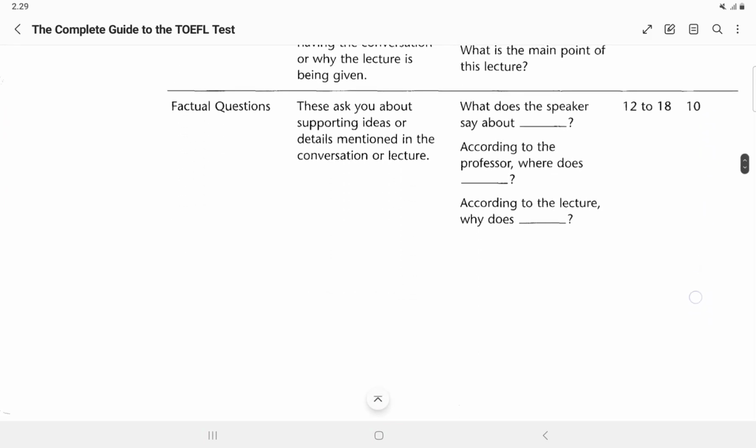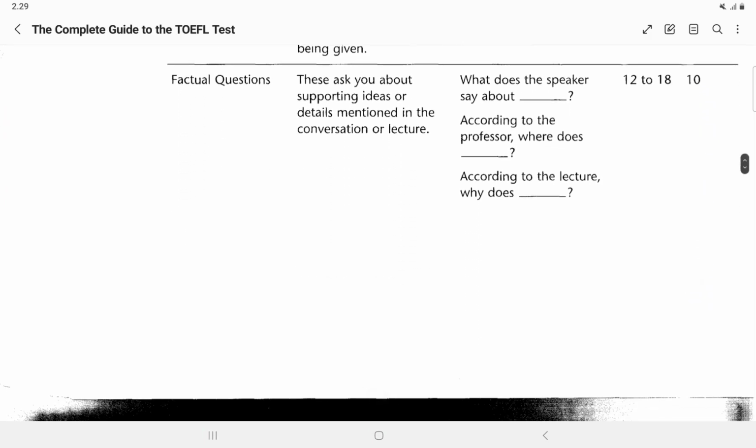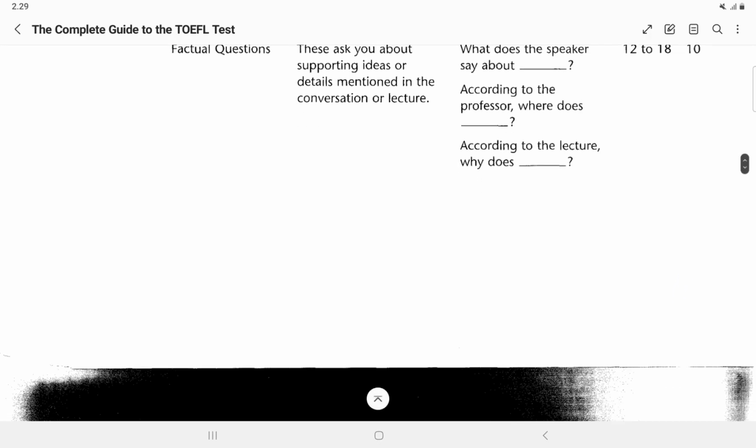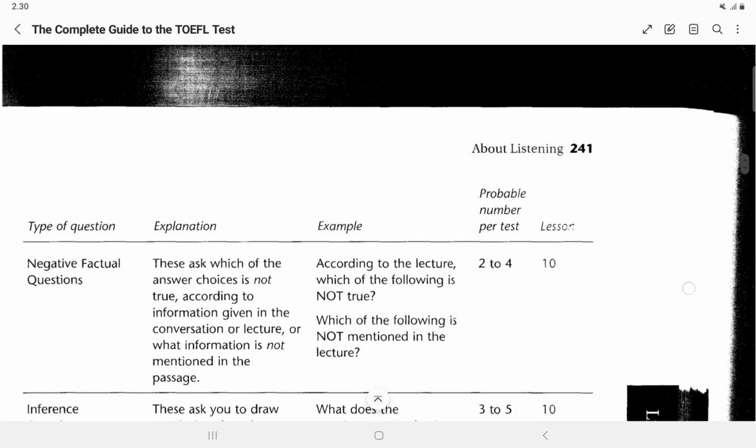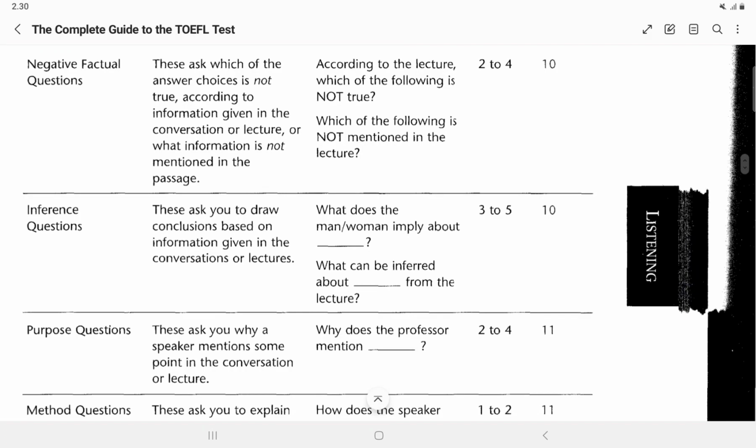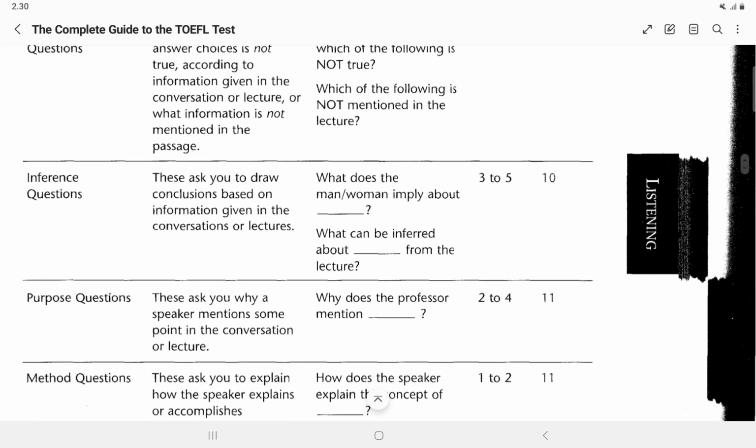Factual questions. This asks you about supporting ideas or details mentioned in the conversation or lecture. What does the speaker say about? According to the professor, where does? According to the lecture, why does? Negative factual questions. These ask which of the answer choices is not true according to information given in a conversation or lecture, or what information is not mentioned in the passage. According to the lecture, which of the following is not true? Which of the following is not mentioned in the lecture?